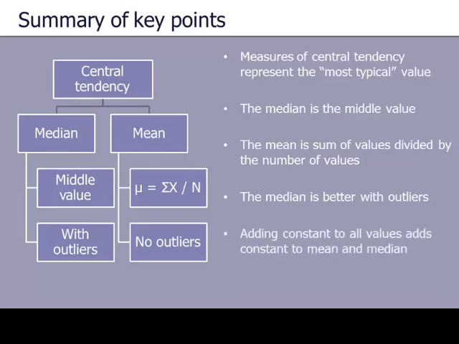Adding a constant to every value in the data set adds that constant to the mean and the median of the data set. And multiplying every value by a constant multiplies the mean and median of the data set by that constant.